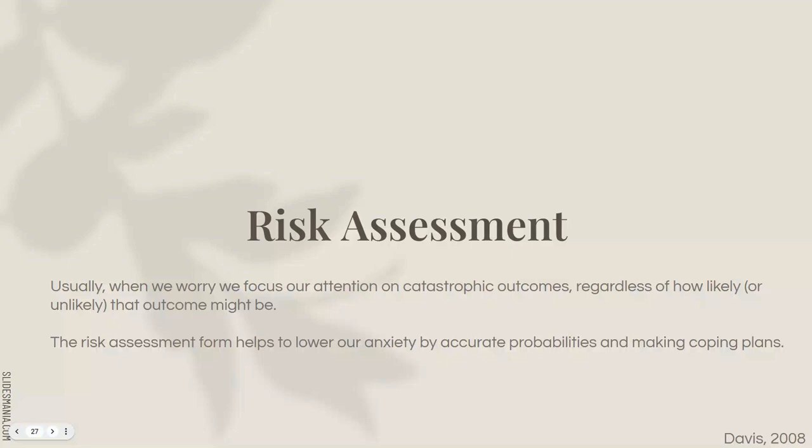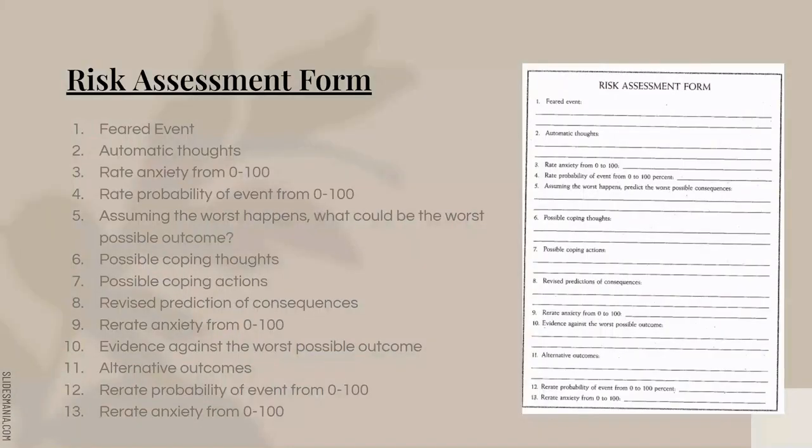Usually when we worry, we focus our attention on catastrophic outcomes, regardless of how likely or unlikely that outcome might be. The risk assessment form helps to lower our anxiety by assigning accurate probabilities and making coping plans. Here is the risk assessment form. The areas that it has you fill out include the feared event, your automatic thoughts, your anxiety on a scale from 0 to 100, and the probability of the event actually happening from 0 to 100.